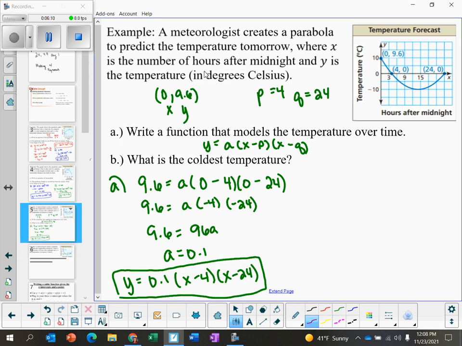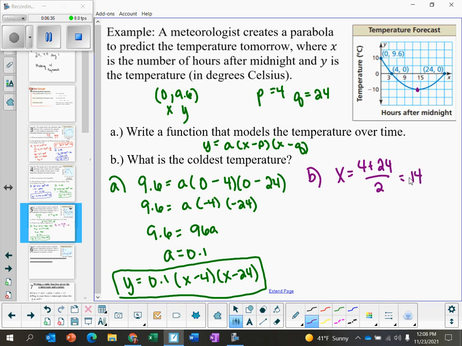All right. What is the coldest temperature? So we know the coldest temperature would be at the minimum value, or the vertex should be somewhere around here. So I'm going to find the vertex of this equation. And if you recall, to find the vertex, we take the average of P and Q. So add them together, divide by 2. So 28 over 2 is 14.